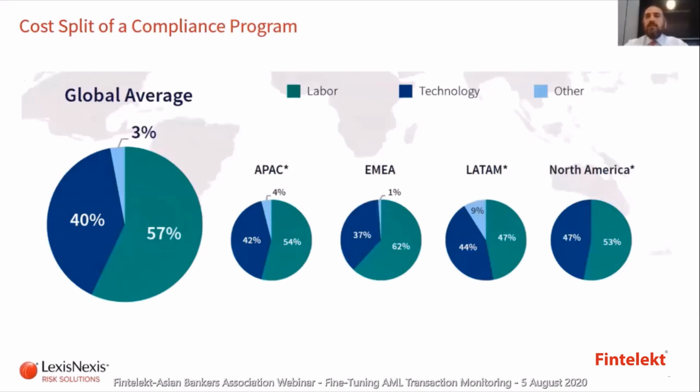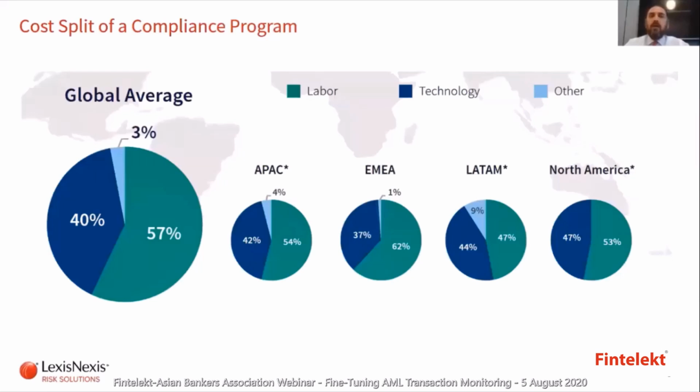Well, as you can see, and this is pretty much across the regions, labor is a bigger driver of cost than technology. And this is pretty obvious. I think people cost more per capita than technology, and so there's going to be a bigger cost there.